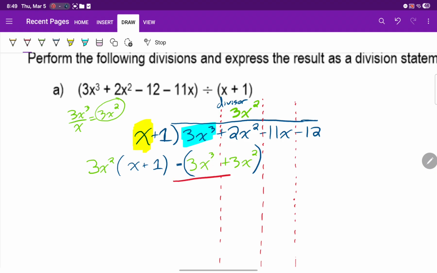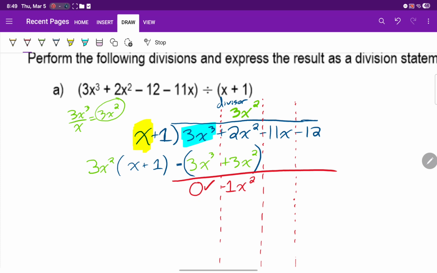Now, when I subtract, okay, I'm doing 3x cubed minus 3x cubed. That gives me 0. Perfect. This should always be the case. That first term should always cancel out. Next, I have 2x squared minus 3x squared, which is just negative 1x squared.